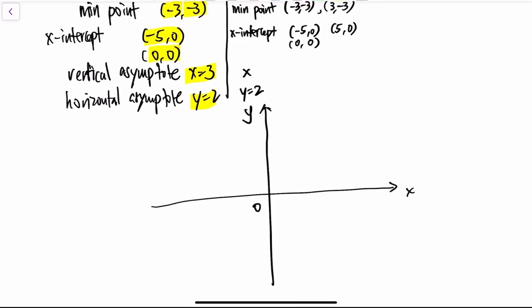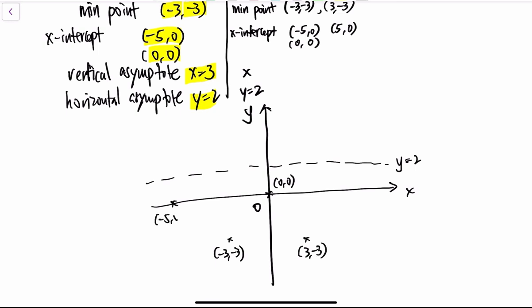If I were to draw the graph, this is y equals 2, and let's label the key features of the graph first. At x equals 0, I have a minimum point at (-3, -3). I will also have another one right here, (3, -3). I will have intercepts: originally (-5, 0), and I'll have another one at (5, 0) over here. So my graph is actually symmetrical about the y-axis.